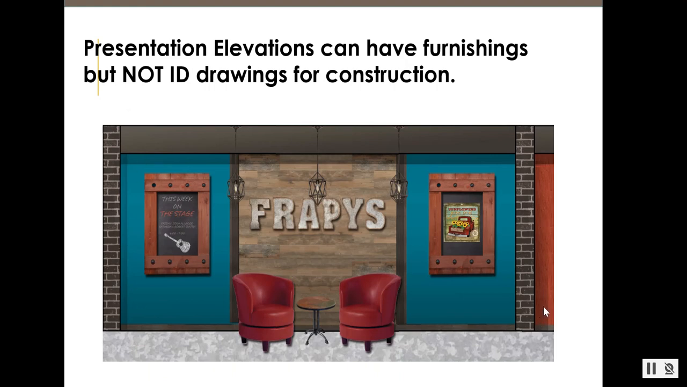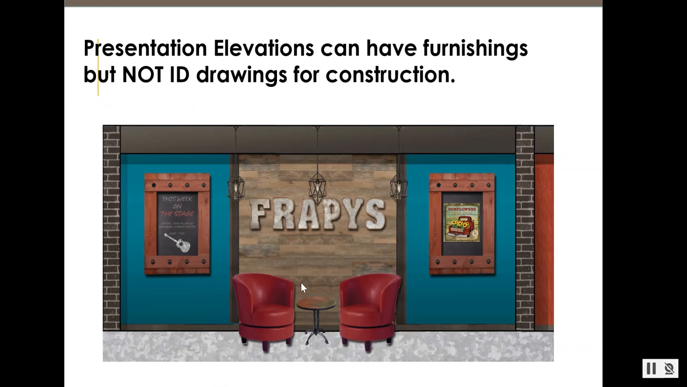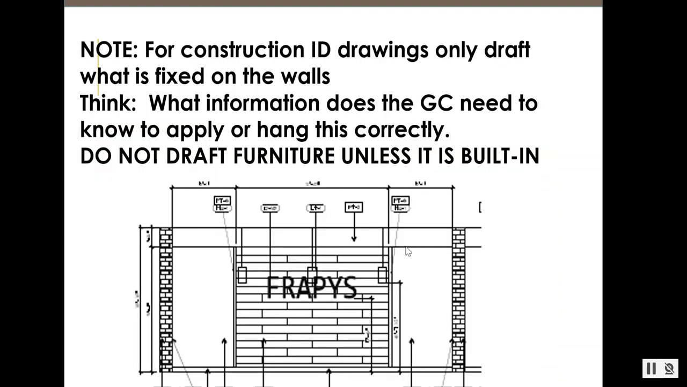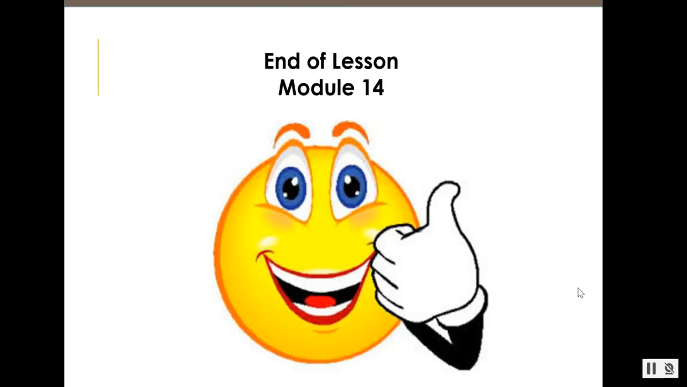It sure looks more exciting this way, but this is what an ID drawing looks like. Notice the difference. There is no furniture in the ID drawings, and here we put in the furniture just to give the whole vibe. Often I will put the art in. We didn't do that here, so that's also a good thing to put in because it is affixed to the wall. But this really gives a good visual for the client. So as you can see, there's a lot to know about interior elevations, but I really want you to be aware of the difference between presentation and ID drawings and all the different components.